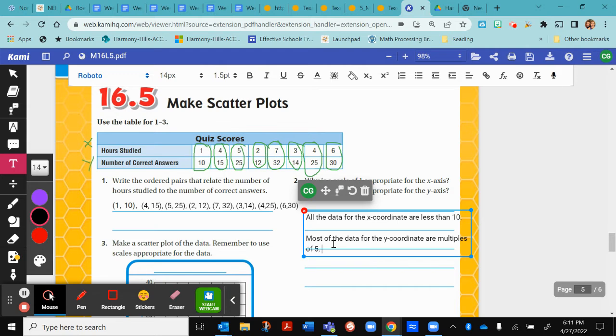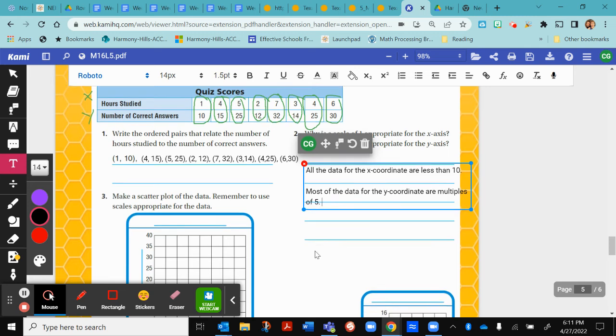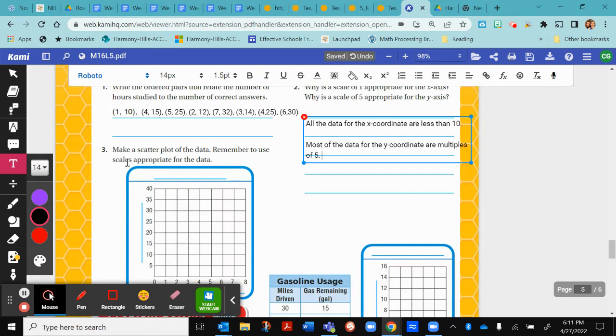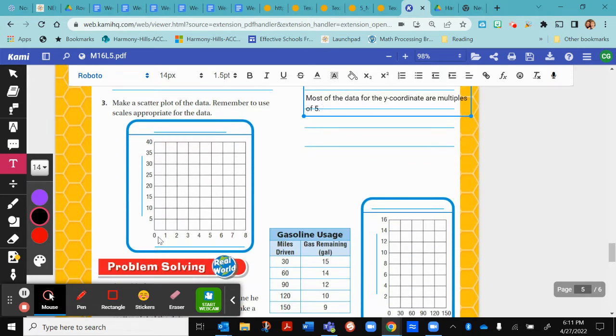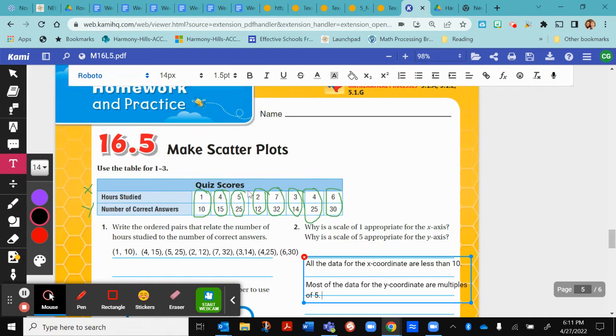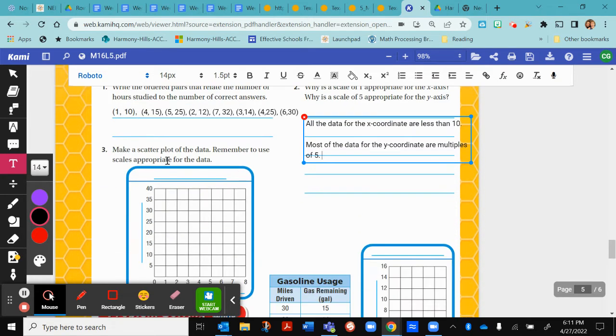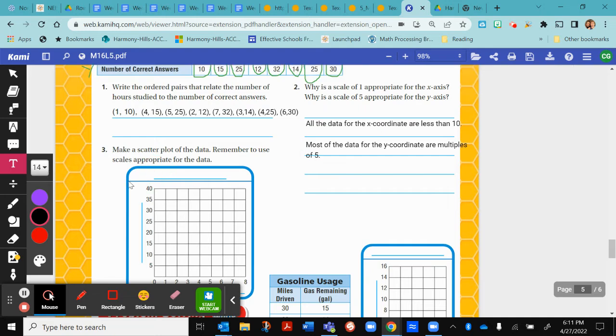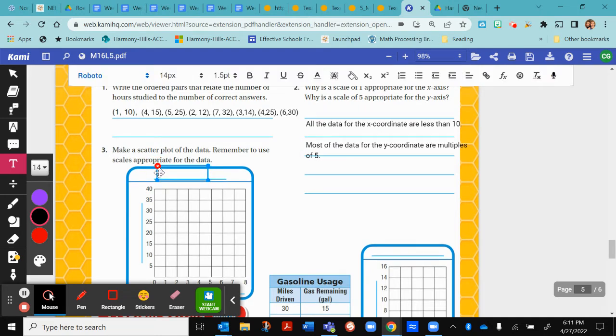Okay, there we go. Now we're going to go ahead and create our scatter plot. So make a scatter plot of the data and remember to use appropriate scales. So they've already done it. They've already labeled the 1, 2, 3, 4, 5, 6, 7, 8, and then skip count it by 5. Our job is to go ahead and label. So the title of it is going to be quiz scores. So I'm going to go ahead and type that here. You will write yours.